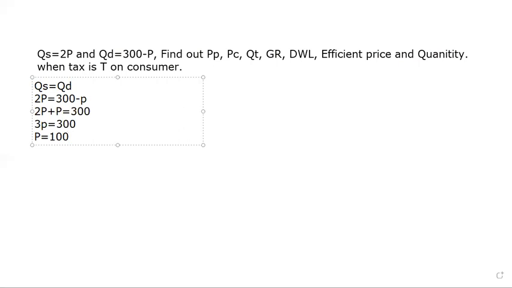So our quantity Q equals 2P, that relates to Q equals 2 times 100, which is 200. That means our equilibrium price is 100 and equilibrium quantity is 200.